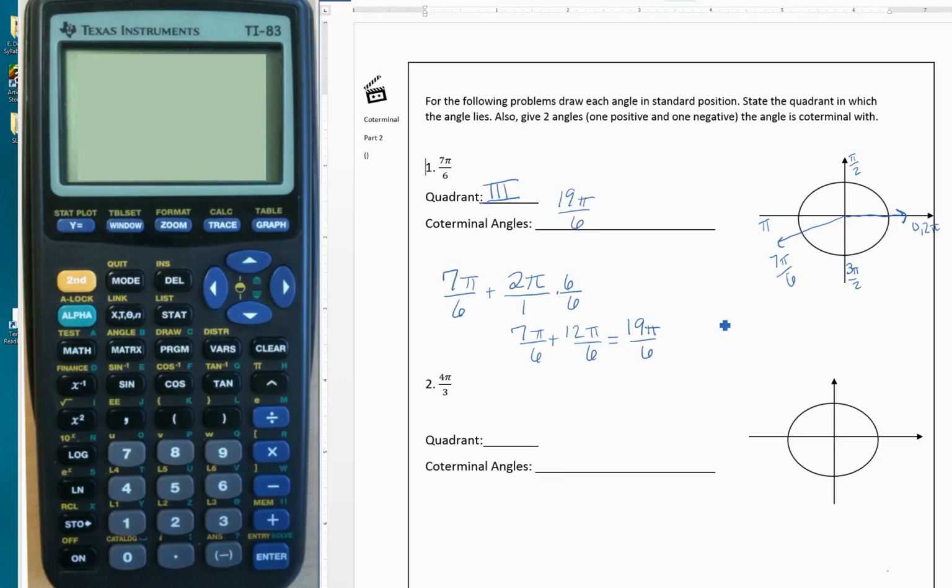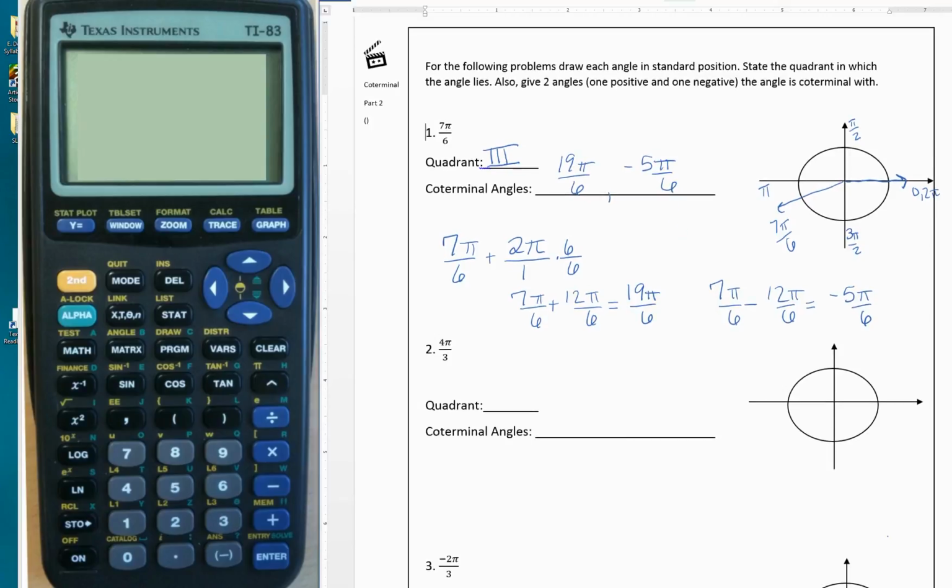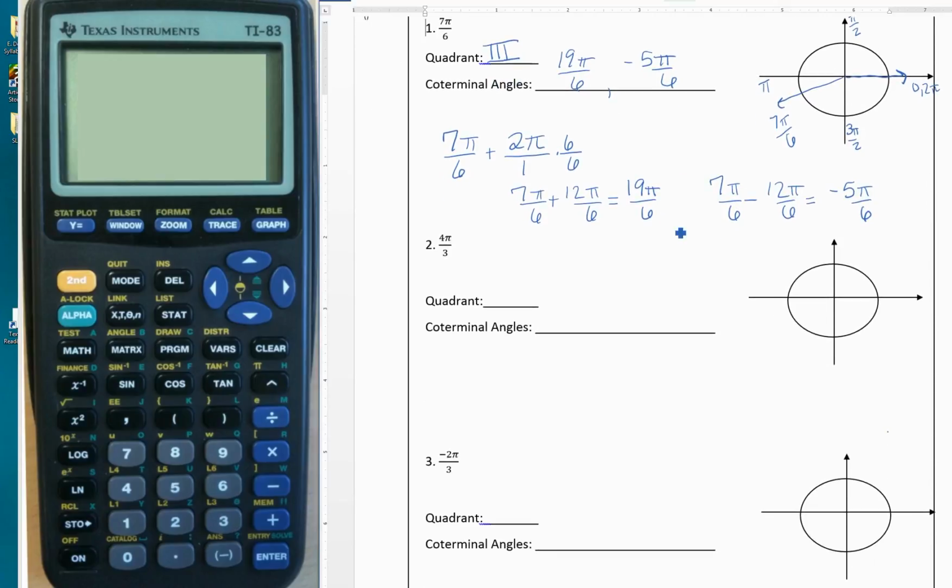Okay, now if we want to subtract 2 pi, we know we're going to be subtracting 12 pi over 6. So we would have negative 5 pi over 6. Okay, let's look at our next one. We have 4 pi over 3.